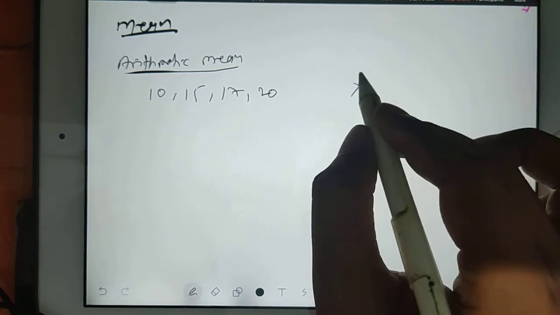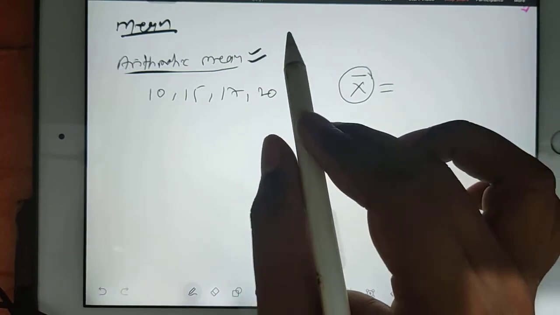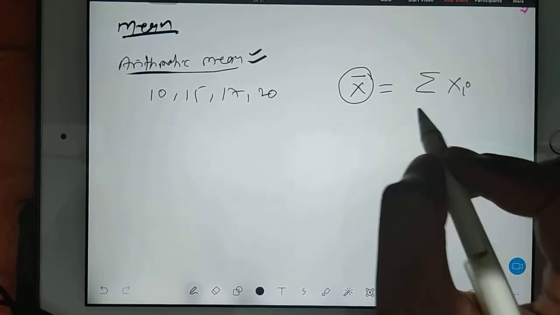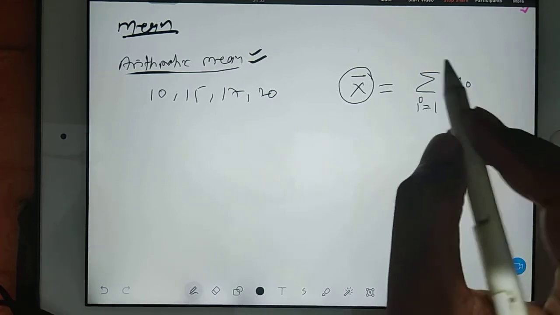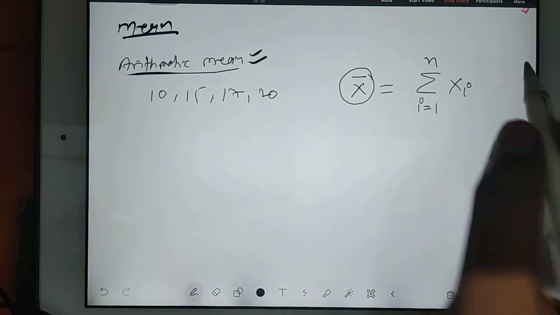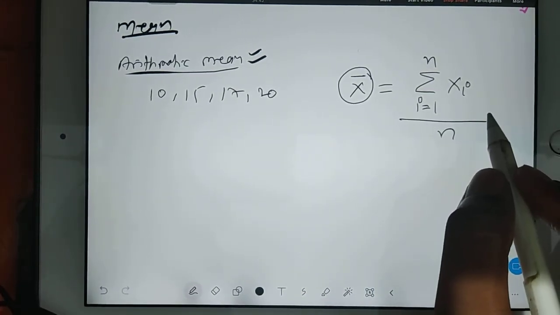Suppose I am going for x bar. X bar will represent arithmetic mean. So what will I do? I will put here i, and I will run from your first number to your n-th number. And after that, this entire answer you will divide by how many numbers there are.